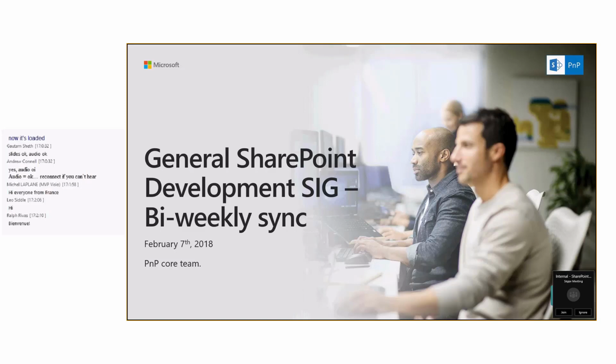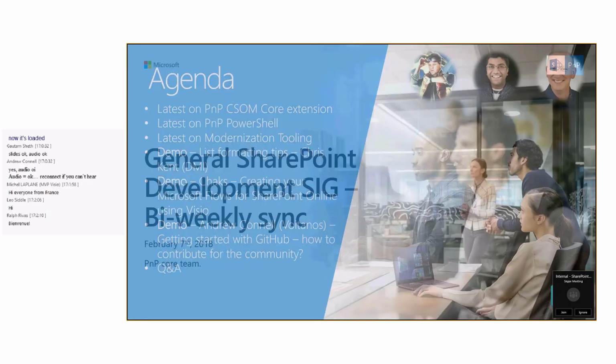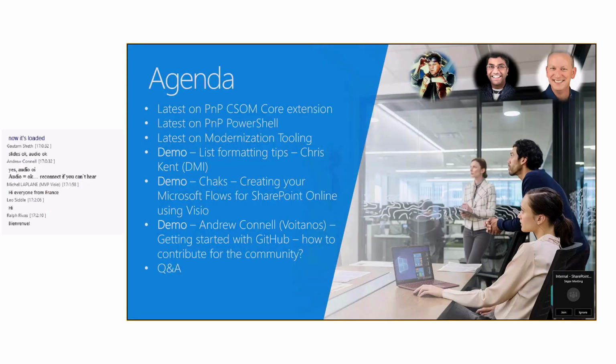Today, if I can get my clicker to work, we'll have first a few recurrent topics. One slide related to PnP and the CSOM core extension, what is happening there, and one slide around the PnP PowerShell, with a lot of new stuff in both of these because we're releasing the February release this weekend, and then updates on the modernization tooling. This is open source tooling helping you to modernize your existing SharePoint deployment.